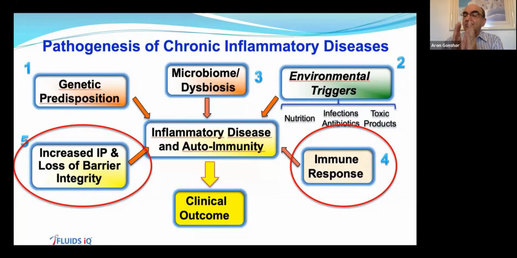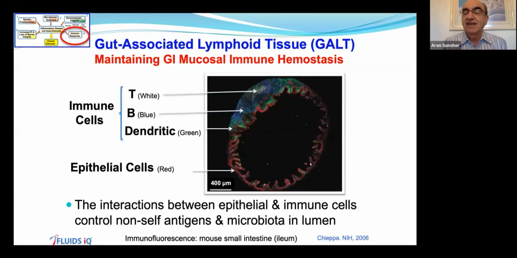So let's spend 2 minutes to remind ourselves of one part of this diagram, and that is increased intestinal permeability. You all know about gut-associated lymphoid tissue, or GALT. If you don't know it, it's extremely important. It is part of what maintains GI, or gastrointestinal mucosal immune homeostasis. It keeps stuff in a homeostatic force.